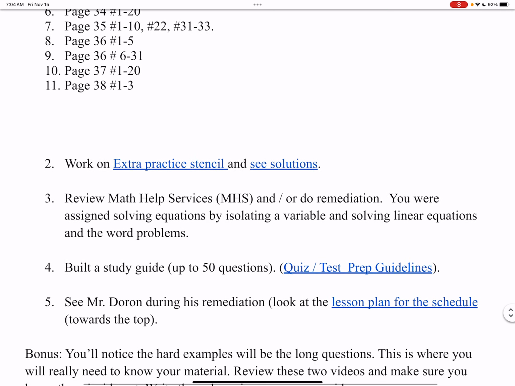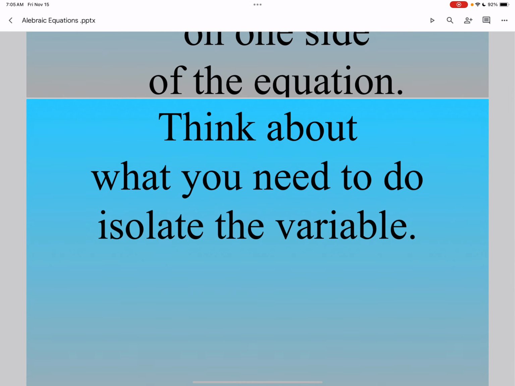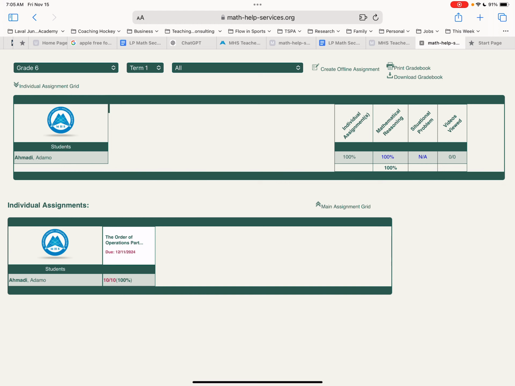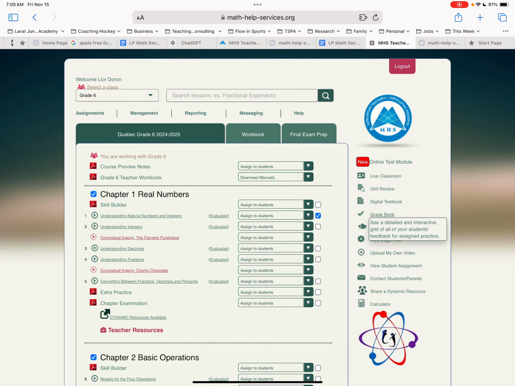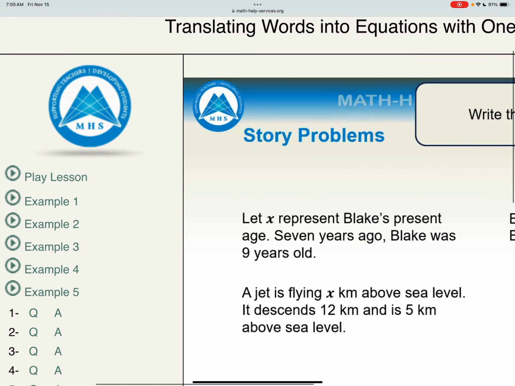So, what else? Work on extra practice stencils and see solutions. So that's kind of interesting. Look at math help services. Do the remediation. So we already did a couple of them. And if you'll notice, even on my computer, or iPad in this case, I have it all set up where I have what's called video lessons. A lot of people don't even do the video lessons. They don't even look at it. This is a good one. It's play the lesson. I've included in it.